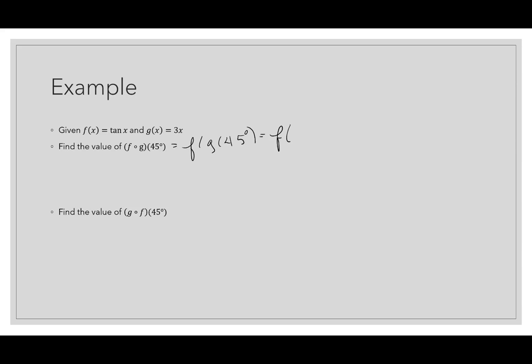So we're going to leave the f alone and look at g. Well, g said multiply by 3, so I'm going to have 3 times 45 degrees. This says I have f of 135 degrees. So we're just doing the number part. Now that we have the number part done, we're ready to apply f. Well, f was the tangent, so I have the tangent of 135 degrees.